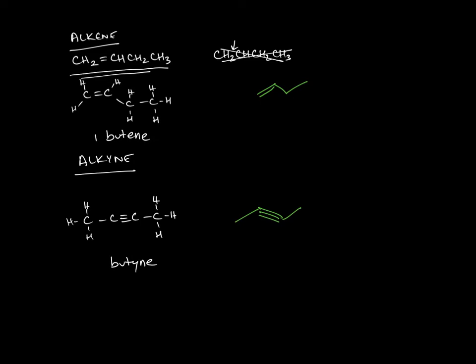This one would be called 1-butene because the double bond is at the very end, starting on carbon number 1. This one is called 2-butyne because the triple bond is on carbon number 2. So that's a little bit of an introduction into how we name them, which we'll get into further on in the semester.